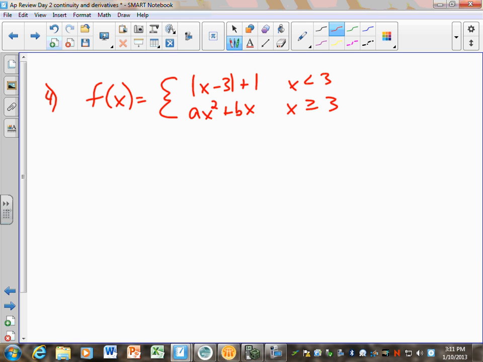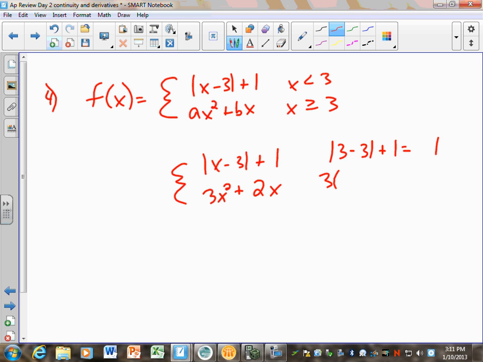Well, if A equals 3, you get 3x squared, and B equals 2, you get 2x. Check to see at 3 if that works. Well, if I plug 3 in the top, I'm just going to get 0 plus 1, which is 1. If I plug 3 in the bottom, I'm going to get 3 times 9 plus 2 times 3.